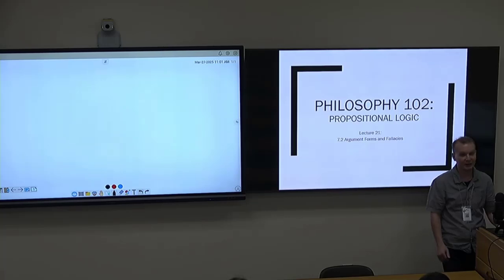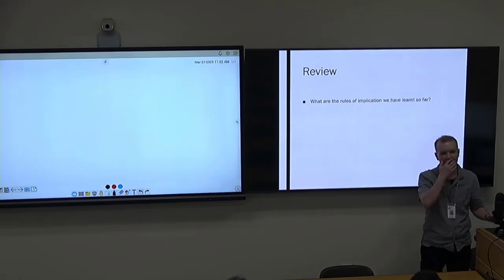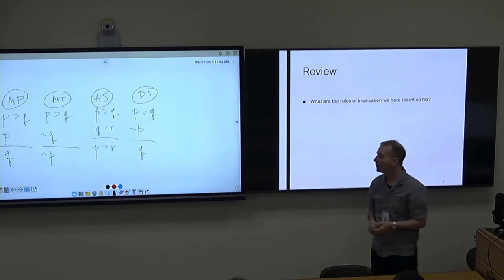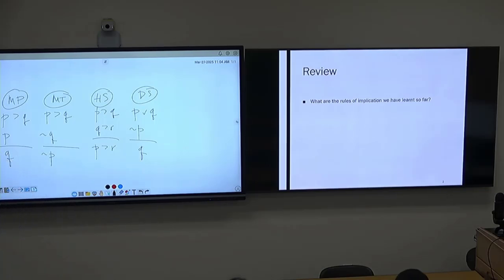Today we're going to continue with our rules of inference. What are the rules of implication we have learned so far? For modus tollens and modus ponens, that actually doesn't work the other way around.